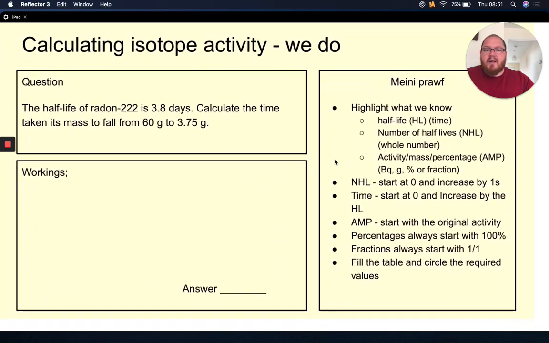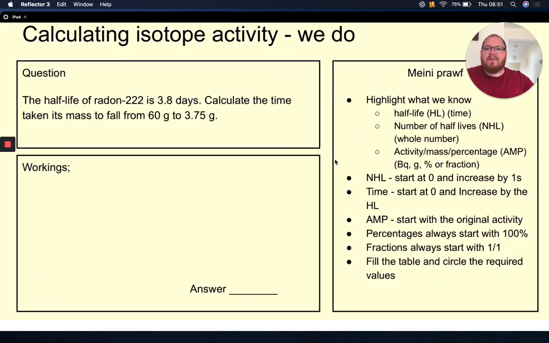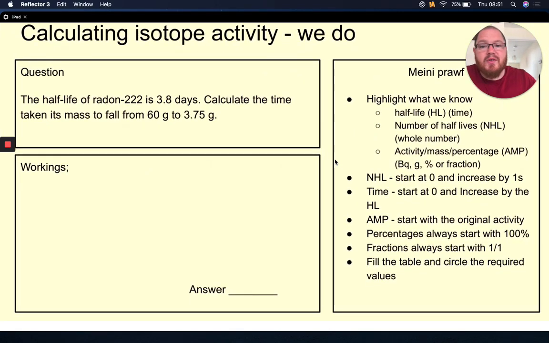So, it says there, the half-life of Radon 222 is 3.8 days. Calculate the time taken for its mass to fall from 60 grams to 3.75 grams. So the first thing I'm going to do is make myself a table here, okay? Because I can see that I'm not being given a table this time.